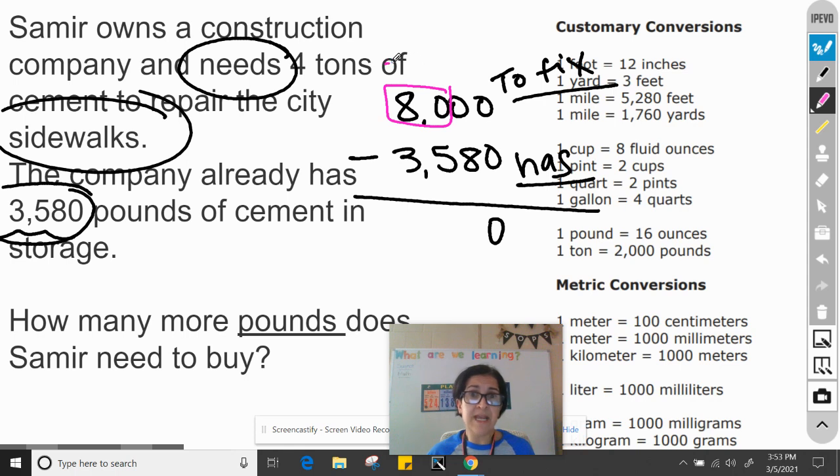Well, take a 1 from 80 is 79. That 1 you borrowed goes to this, so this is a 10. 10 take away 8 is 2. 9 take away 5 is 4. And 7 take away 3 is 4. So he does still need 4,420 pounds.